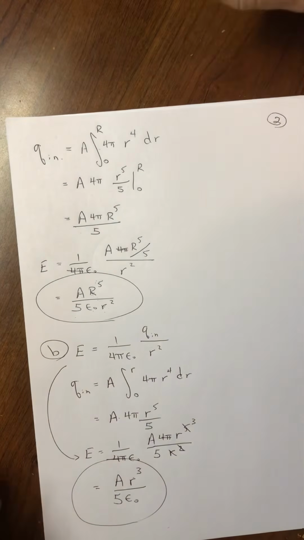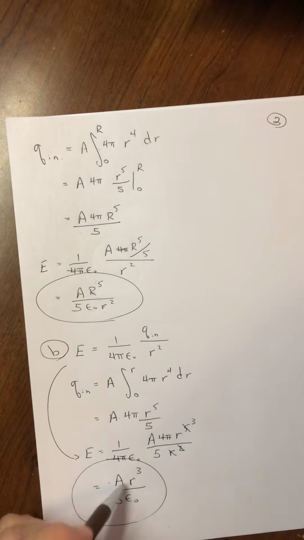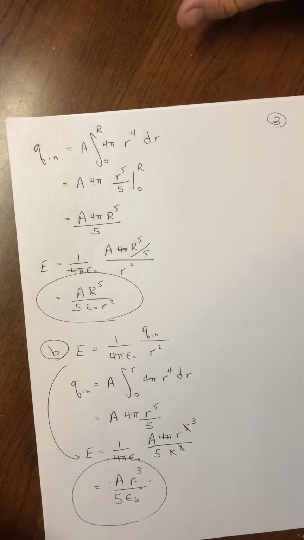And I suppose I should check up here, show that it is A r cubed over 5 epsilon. Yeah, perfect. Good. Hopefully that's helpful.